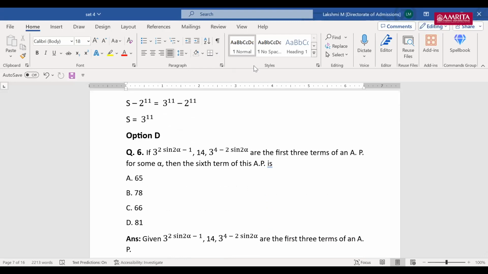I want you to answer this. 3 raised to 2 sine alpha minus 1, that's the first term. 14 is the second term. 3 raised to 4 minus 2 sine alpha. These are the first 3 terms of an AP, and they have not given me what alpha is. They have just given the idea for some alpha. The question is asking me to find the 6th term of this AP.